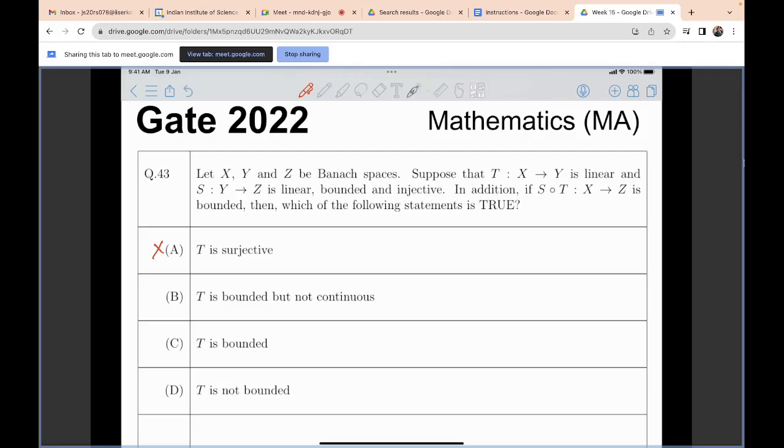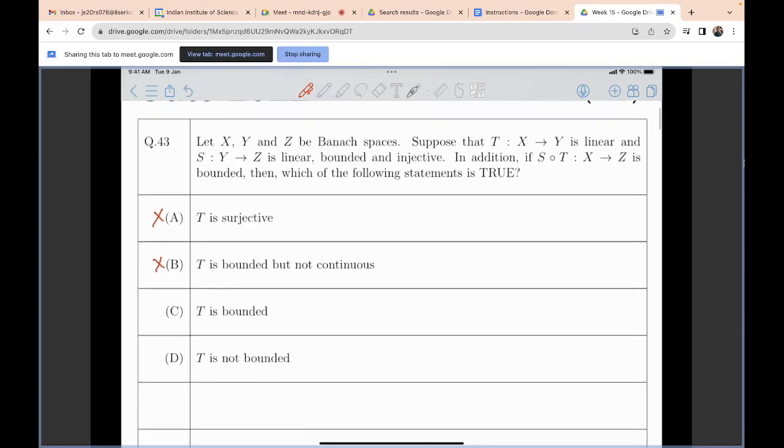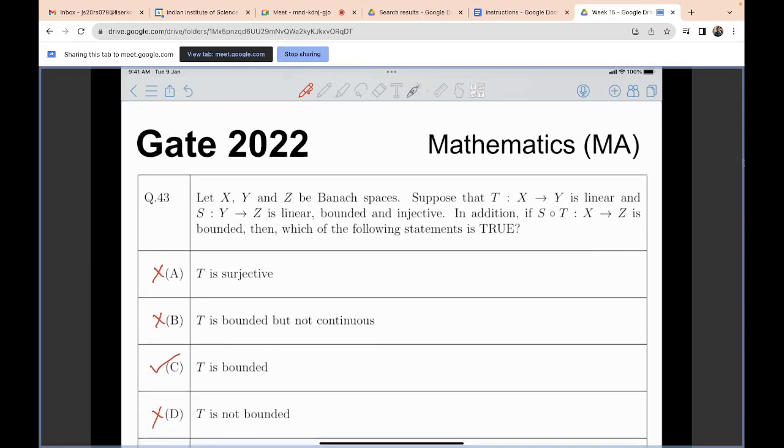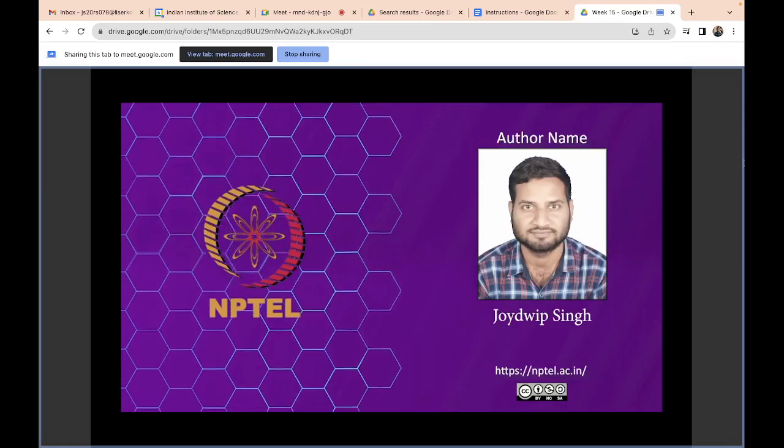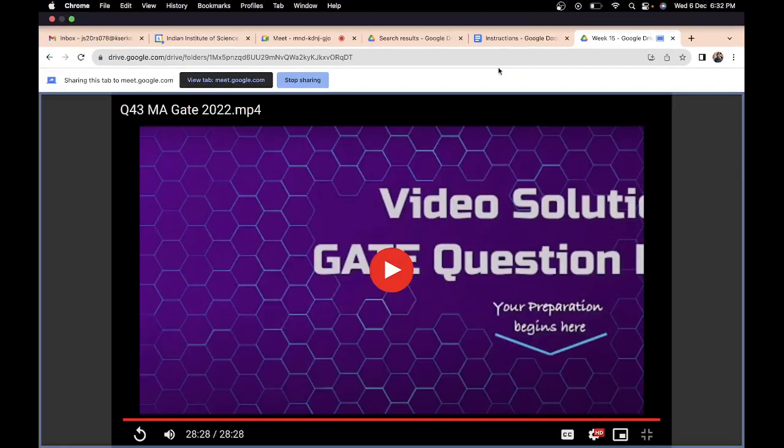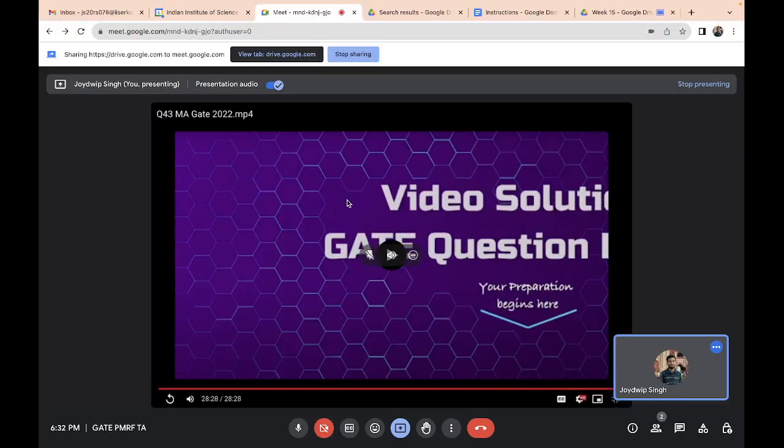T is bounded but not continuous. This is not true, because bounded and continuous are the same for a linear operator. T is bounded. This is true because we have got that T is bounded. T is not bounded. This is also false. So option C is the correct option. Okay, so question number 43 is done.